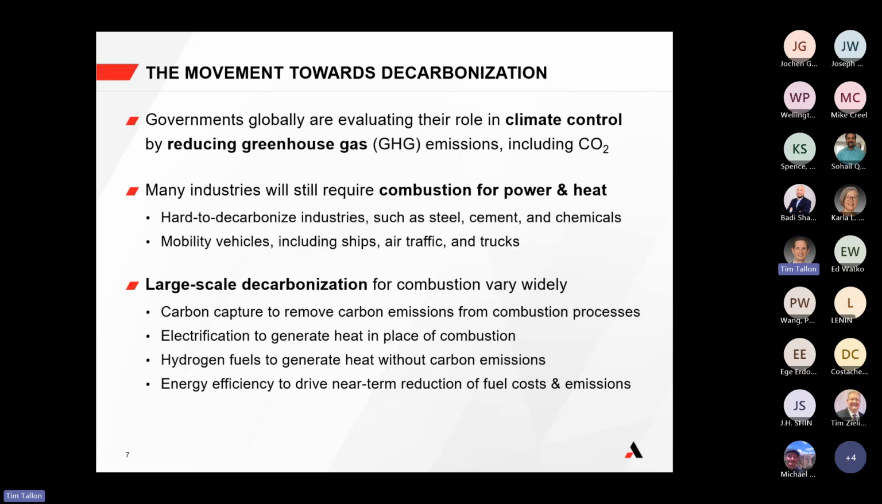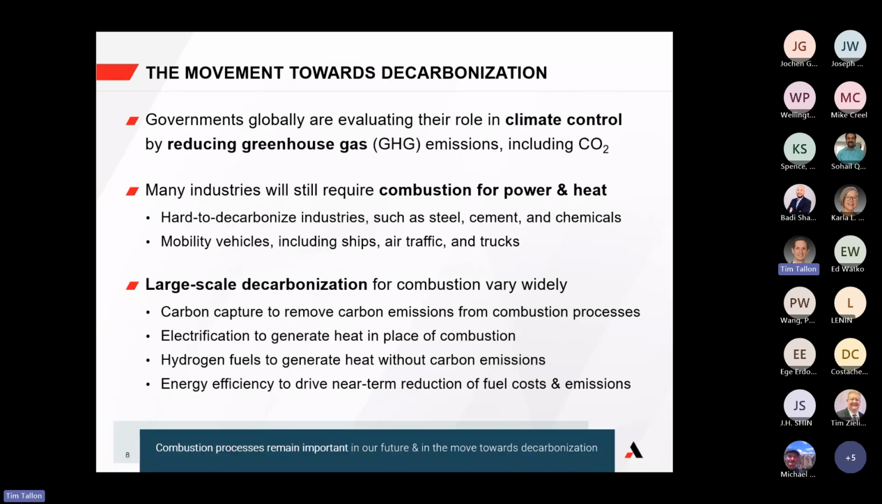Hydrogen fuels are certainly important to generate heat without carbon emissions, as hydrogen doesn't have any carbon atoms to form carbon dioxide. And then finally, energy efficiency provides just another mechanism on a large scale to drive emission reduction, to reduce fuel costs, to focus on what we can do right now, those low-hanging fruits to optimize a combustion process right now. So ultimately, combustion processes will remain important in our future, and the measures that we take today for decarbonization will matter as we move towards a cleaner tomorrow.